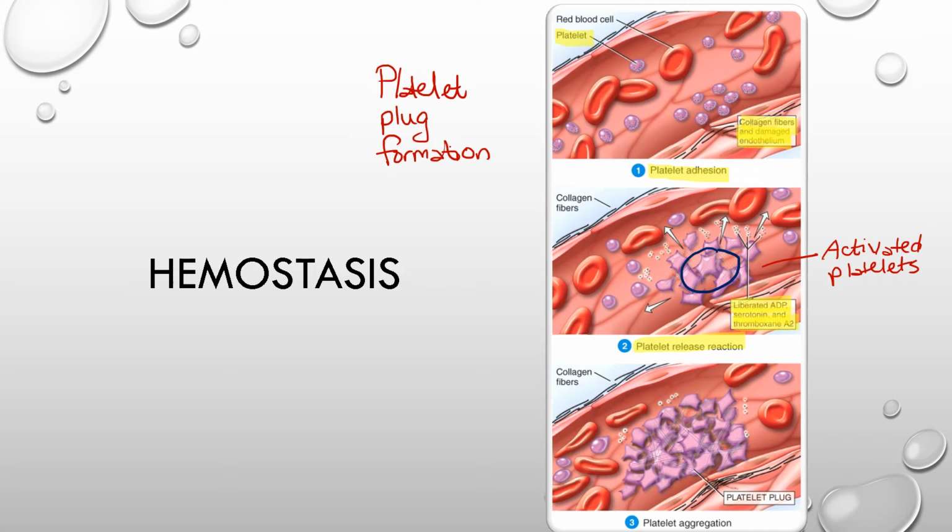This liberated ADP and thromboxane A2 play a major role by activating nearby platelets. So it's kind of like a chain reaction of activating all the platelets in the area. So we can put this here: ADP and thromboxane activate the other nearby platelets.